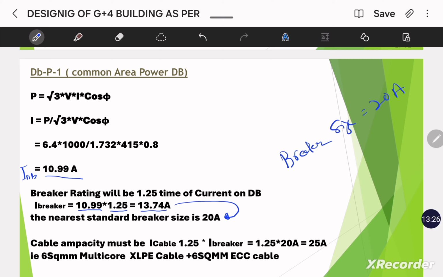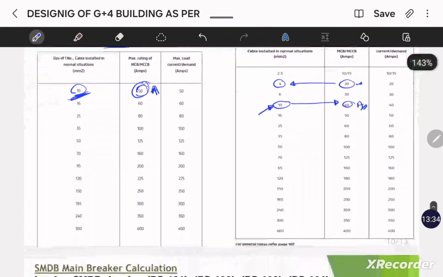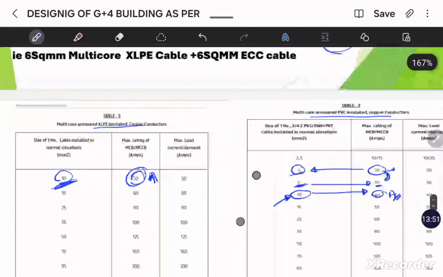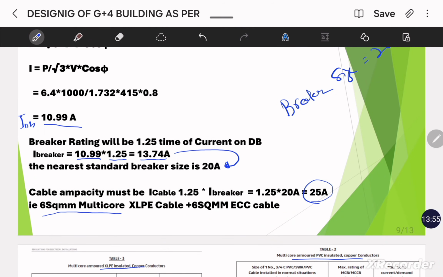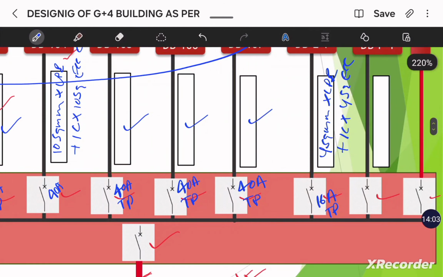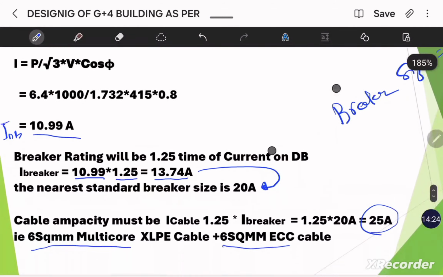20 ampere. Now the cable ampacity will be 1.25 times of the breaker rating. So it came as 25 ampere. If we refer to the DEWA load schedule, then it is between this range 20 to 25. So we cannot go for the lower one, we can go for the higher one. So 6 square mm cable is capable to carry 30 ampere of current. Okay. So we will write here the XLPE 6 square mm cable and 6 square mm ECC cable. So we can write here in our SLD, this will be 20 ampere triple pole and the cable size will be 25 square mm XLPE cable plus 1 core 6 square mm XLPE cable. Hope you are clear now.